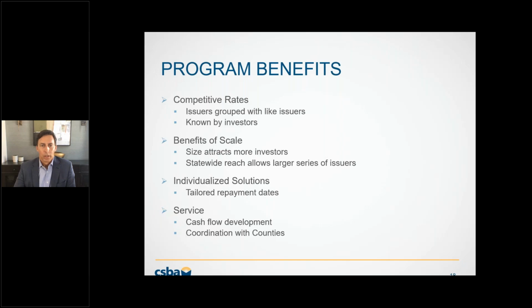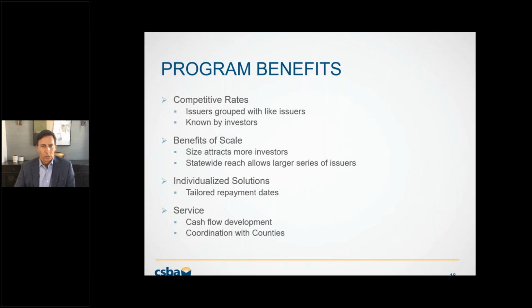And then lastly, I would say service. So, again, we work very closely with districts on development of the cash flows. We coordinate with the counties, and that ranges from working with County Office of Education for certain issues. There's things that need to go to the County Board of Supervisors, and then working with county treasurers as well on reinvesting the funds in the county pool.